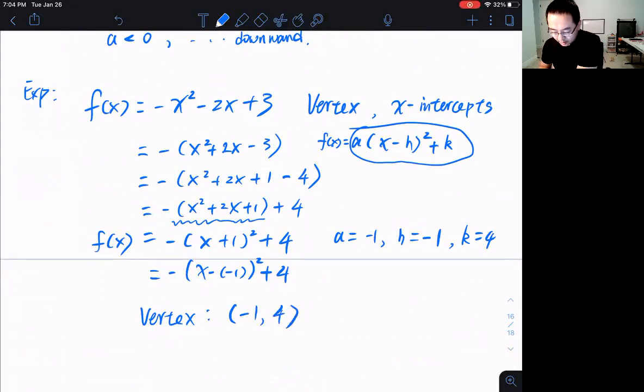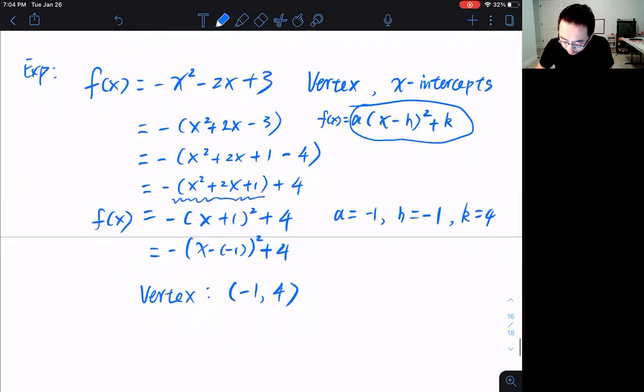And then if I were to find where my x-intercepts are, that is when you set f(x) equals 0. So you have, in this case, negative x squared minus 2x plus 3 equals 0.